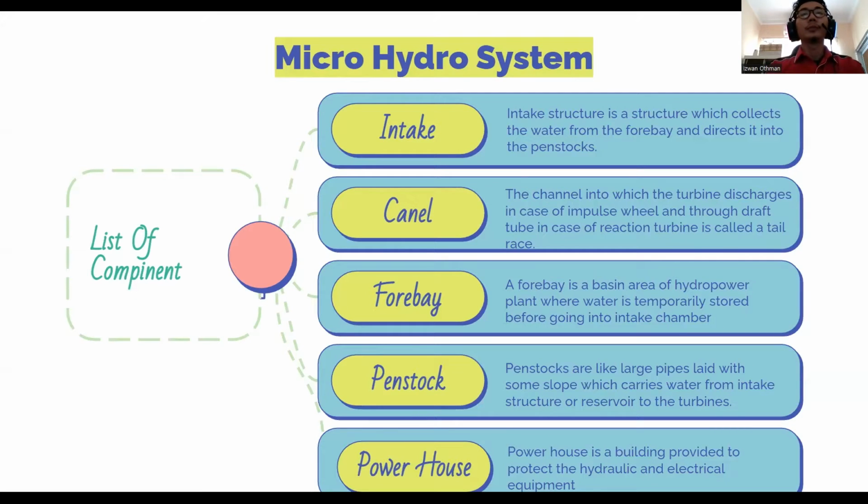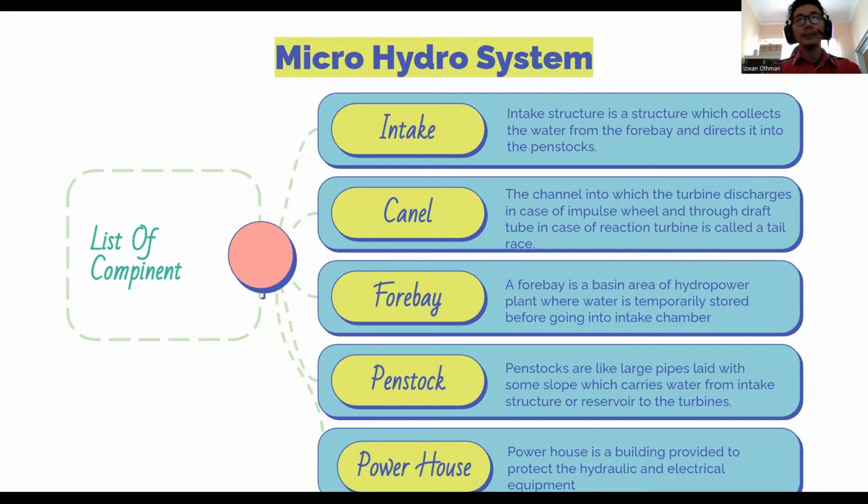Assalamualaikum warahmatullahi wabarakatuh. My name is Muhammad Izwan. My matric number is CN190089. Next, I will explain about the list of components that are used in a micro hydro system. The first one is intake.